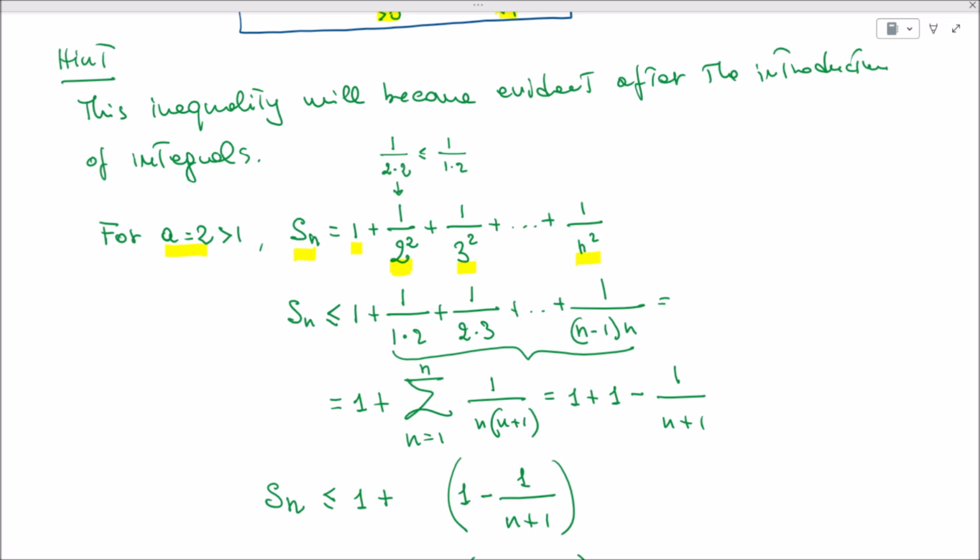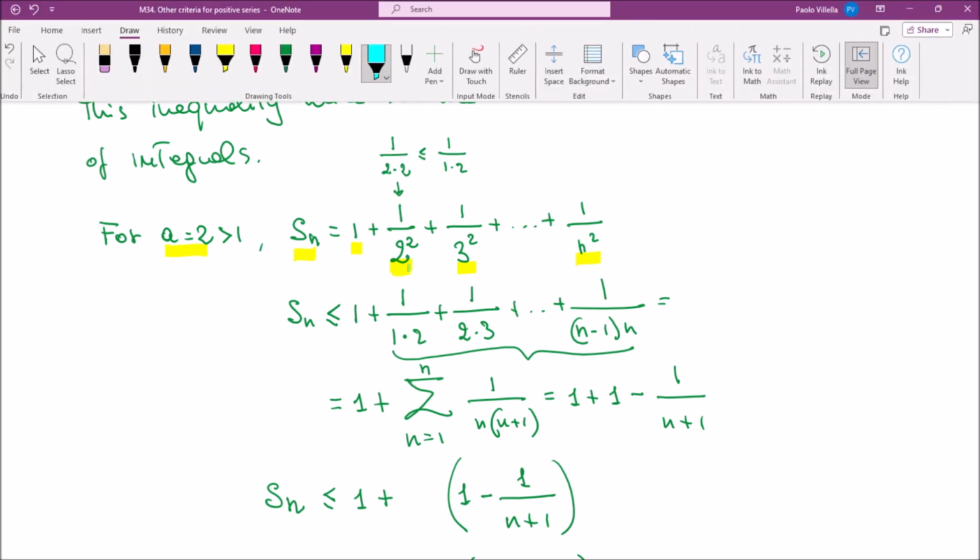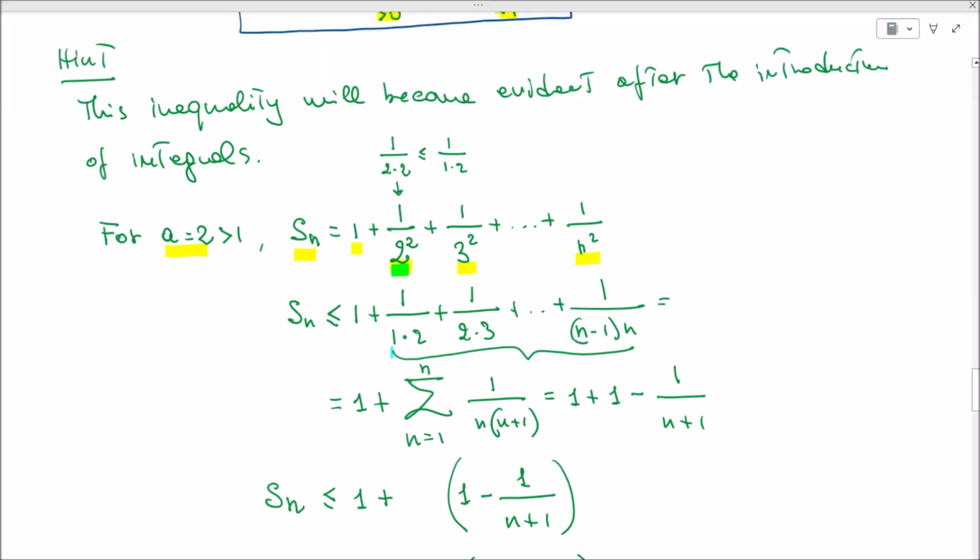Okay, now the same thing I can do. So basically this is the replacement that I'm doing. I'm replacing this with this. And I'm now going to do the same for 1 over 3 to the square. Well, 1 over 3 to the square is less than or equal to 1 divided by 2 times 3. And the same goes also for 1 over n squared. It is going to be less than or equal to 1 divided by n minus 1 times n. So in general, I can write that Sn is less than or equal to the sum of all these terms.